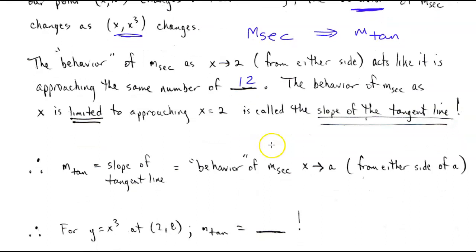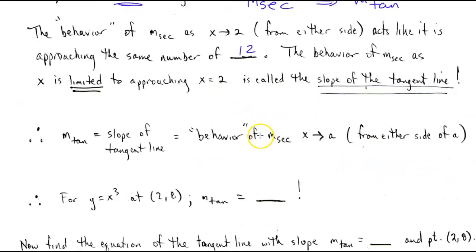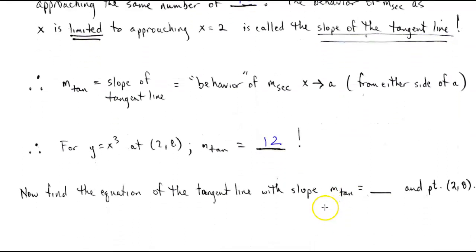And so here we know that the slope of the tangent line will be the behavior of the slope of the secant line as x approaches a from either side of a, okay? And so for here, from what we've seen empirically, and empirically just means that we've observed what has gone on by our calculations, we see that the slope of the tangent line here should be 12, okay? So now we want to find the equation of the tangent line when the slope of the tangent line is 12 and we have this point.